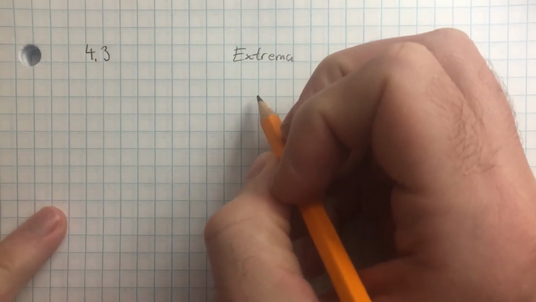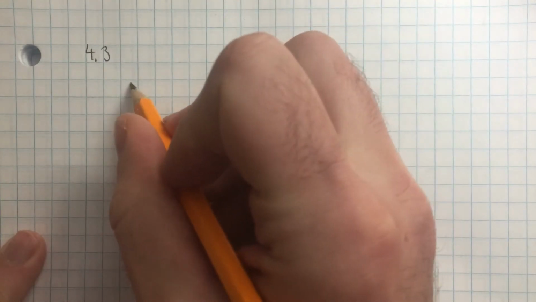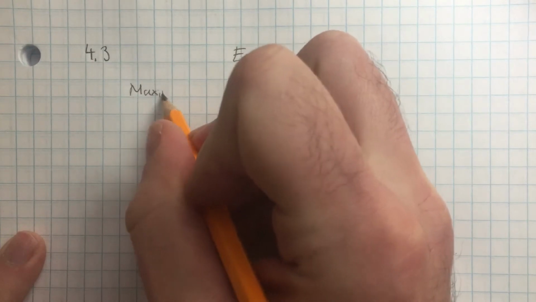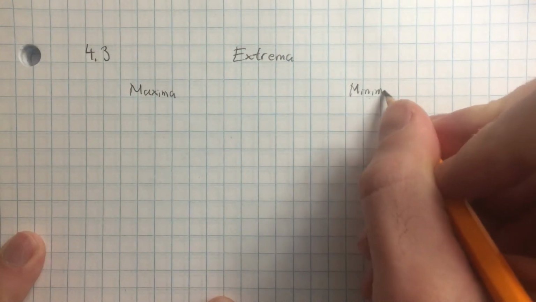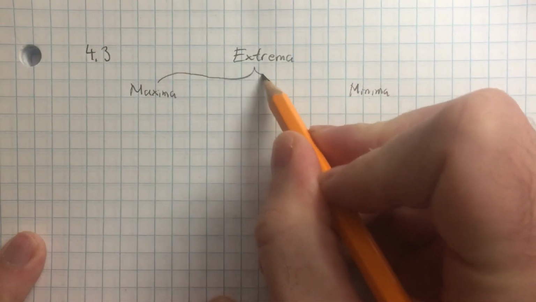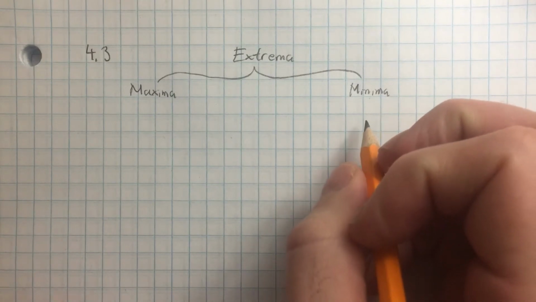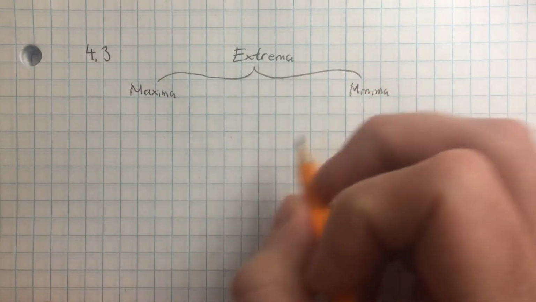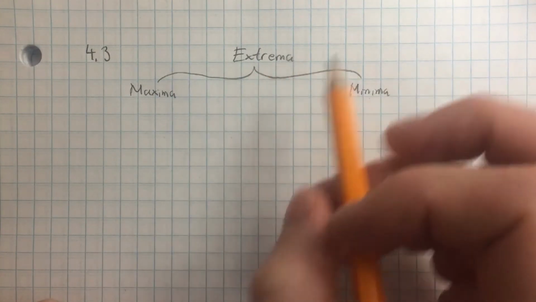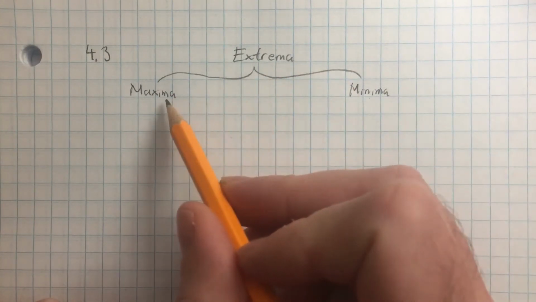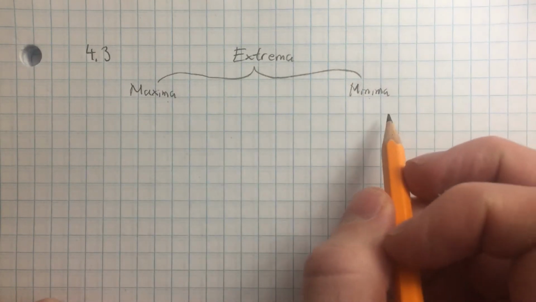So there are two main types of extrema. There are maxima and there are minima. In other words, there are largest values and smallest values. I'm using the plural here, as opposed to extremum, maximum, and minimum, which would be singular. So two types of extrema: largest values and smallest values.